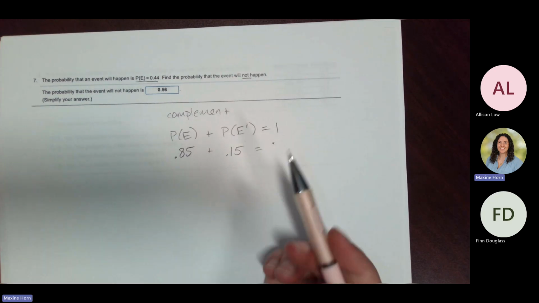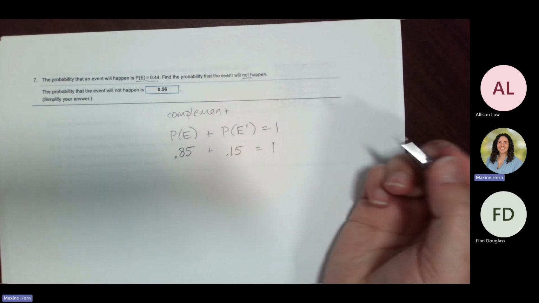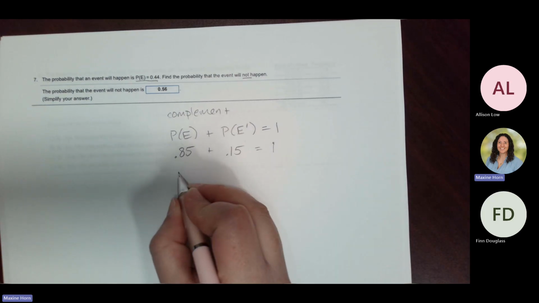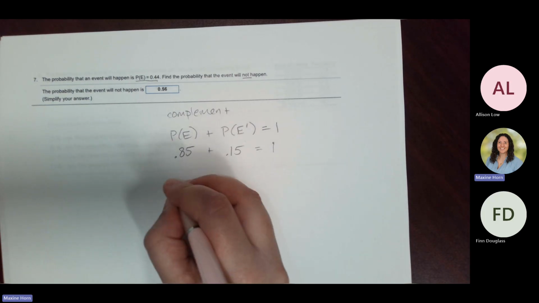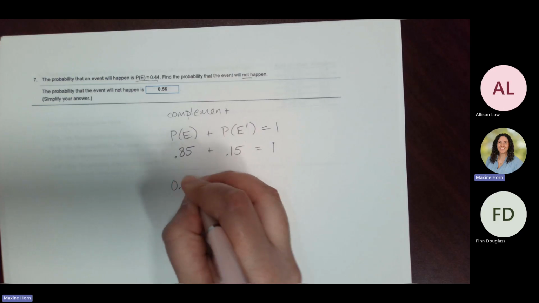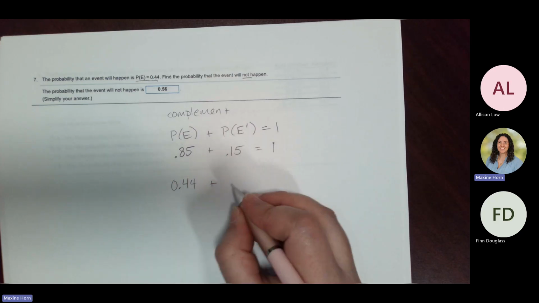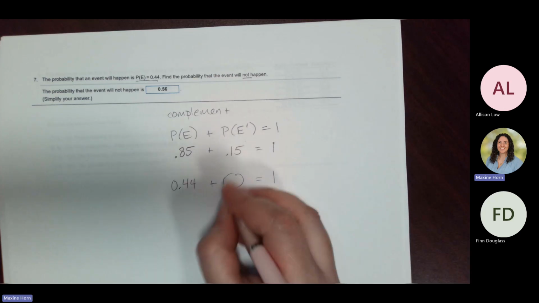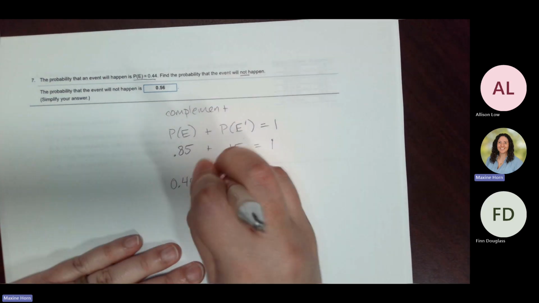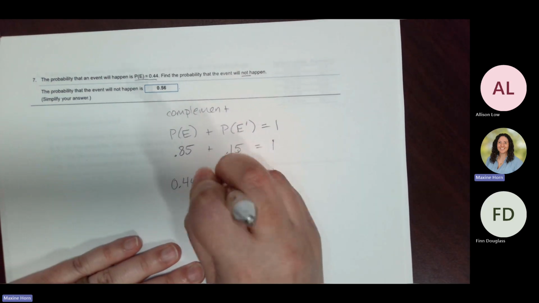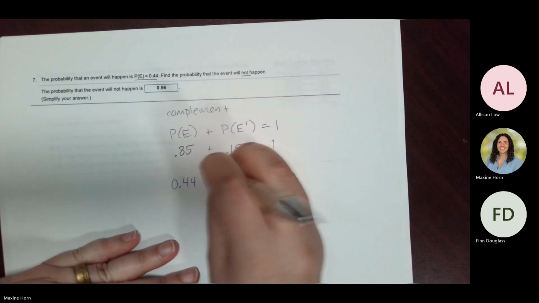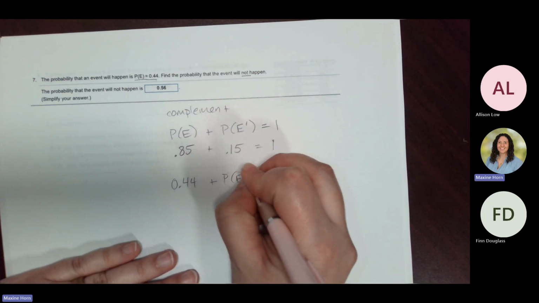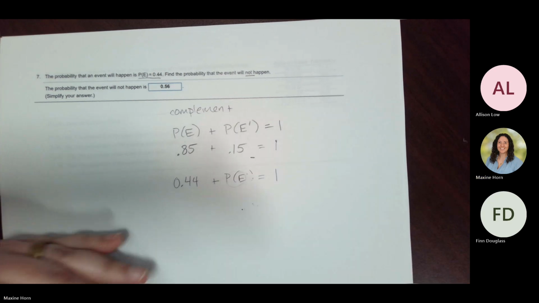Okay, so that's how we get 1. All right, so in our case, we have that the probability of event E is 0.44 plus something is going to give us 1. That's not a 0, that's me circling that, saying something, right? So this is the probability of not E.